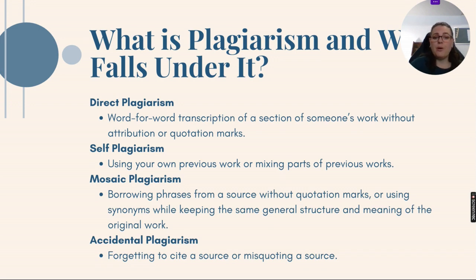So, mosaic plagiarism. This is borrowing phrases from a source without quotation marks or using synonyms while keeping the same general structure and meaning of the original work. So with this, you're either paraphrasing or summarizing, pulling essentially the same gist, the same sentence structure, just changing up a few words here and there, but it's still plagiarism. So you really want to be careful on how you're doing your summarizing and your paraphrasing. If you have questions, come and ask me. I will be more than happy to help you guys.